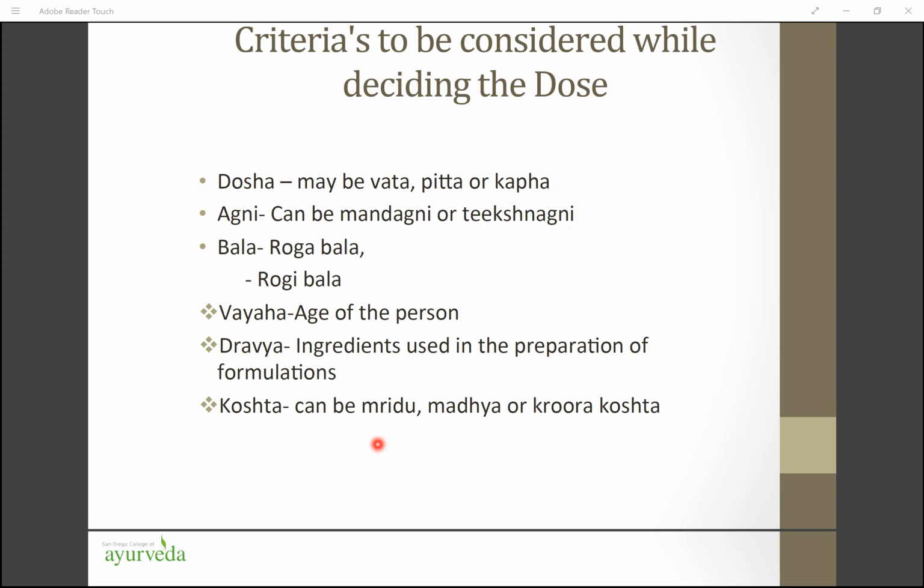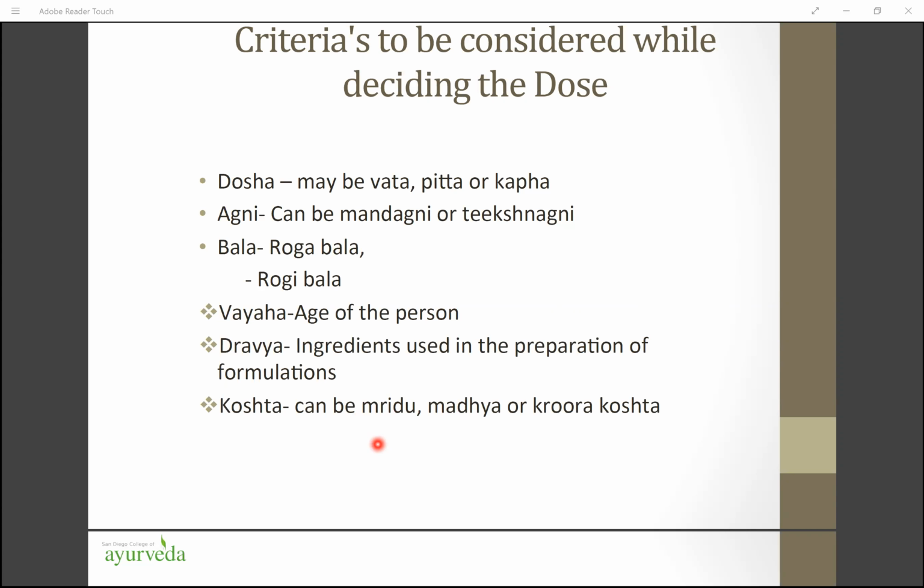So now when you do that, if you give a person who has very, very mridu koshtam a Swarasa that is strong and you give that on an empty stomach, then boy, oh boy, that person is going to end up with diarrhea, with vomiting, and is going to come back to you with severe abdominal pain, and so on.